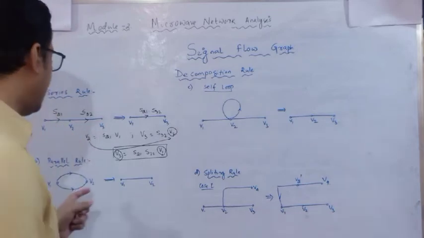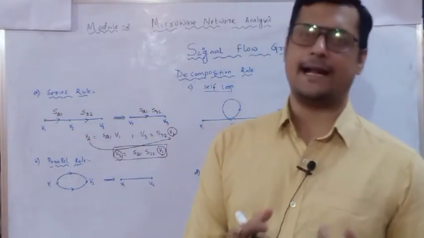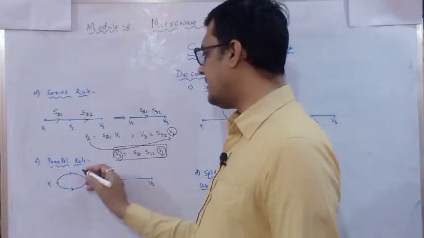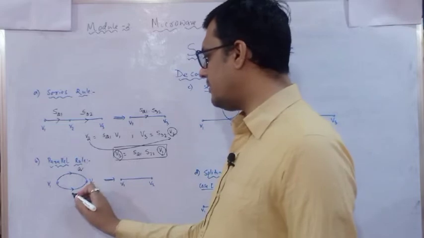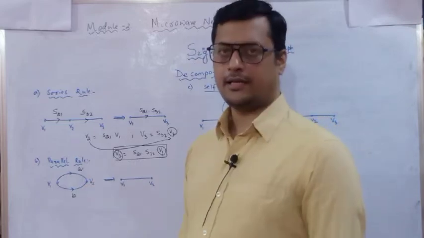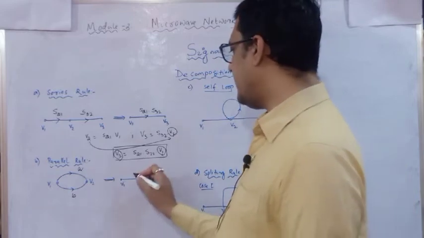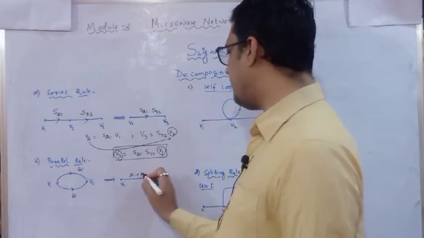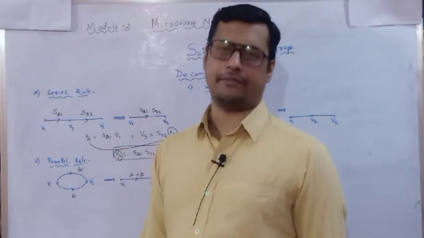Okay. Similarly, we have a parallel rule. Parallel means we have to add. Let us consider the upper path gain is A and the lower path gain is B. So when it is combined, what will I write? It is A plus B, and the direction will be from V1 to V2.